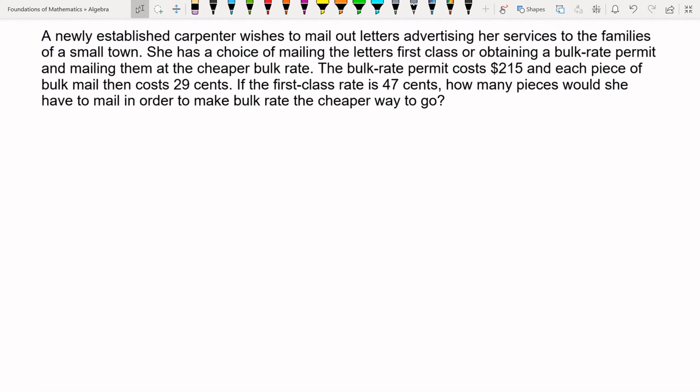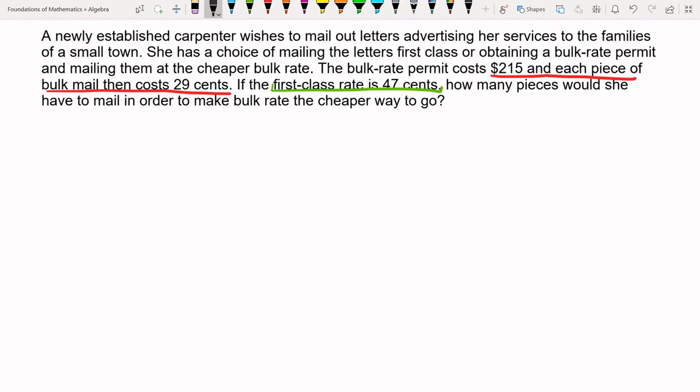So the bulk rate is, I'm looking right here, $215, and each piece of bulk rate costs 29 cents. The first class rate is just 47 cents per letter. So it's asking how many pieces would she have to mail in order for the bulk rate to be the cheaper way to go? Because obviously the bulk rate's not cheaper if you're going to be mailing out one letter.